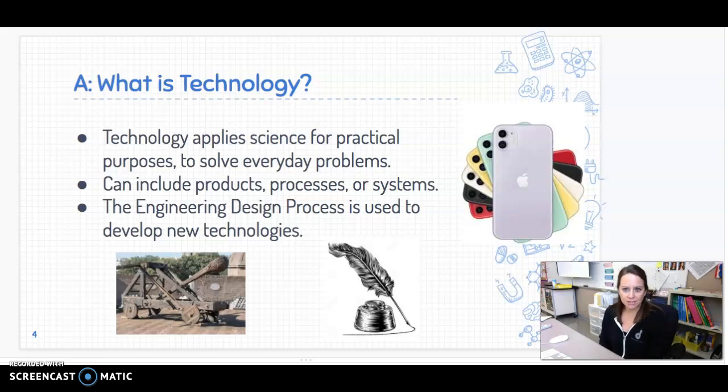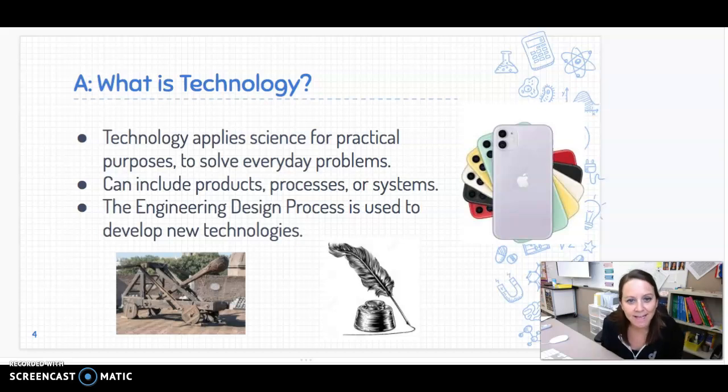So some technologies that we think about, I know a lot of you, when you're thinking of technologies, you think of like a computer or Chromebook or an iPad or a cell phone, okay? But technology can be something as simple as a pen, okay? Or as simple as a zipper, okay? Because all of those things were invented at some point in history to solve an everyday problem, okay?